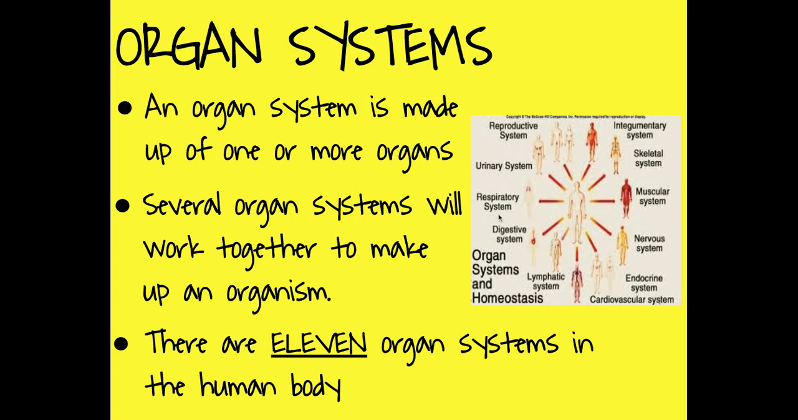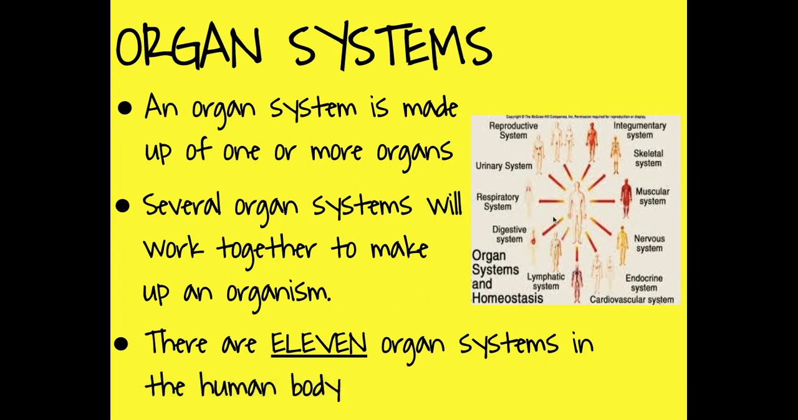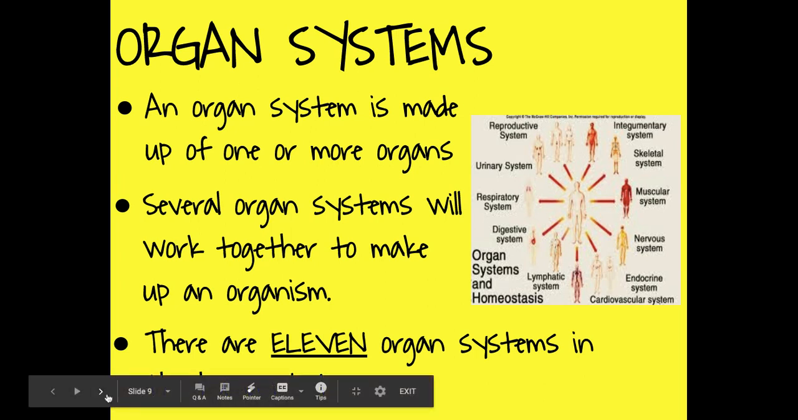So all of these individually are important, but all of these work together to make you who you are. So if one thing is wrong with one of those, then it can affect the other systems. So we know that all of these individually are vitally important, but they all also have to work together.